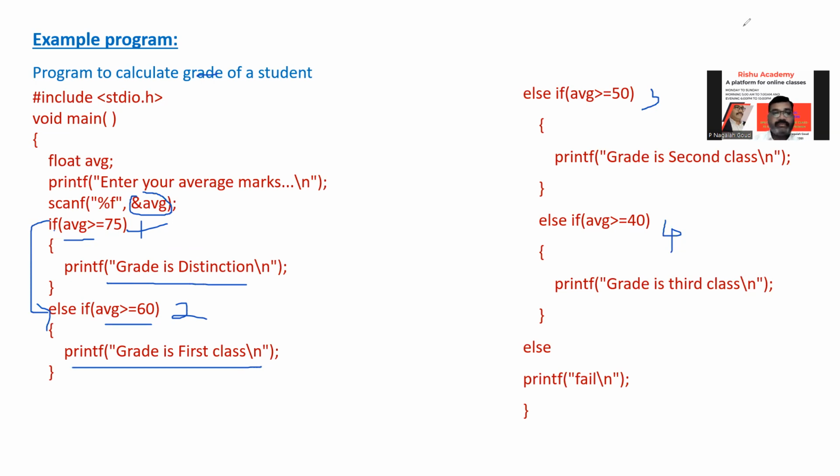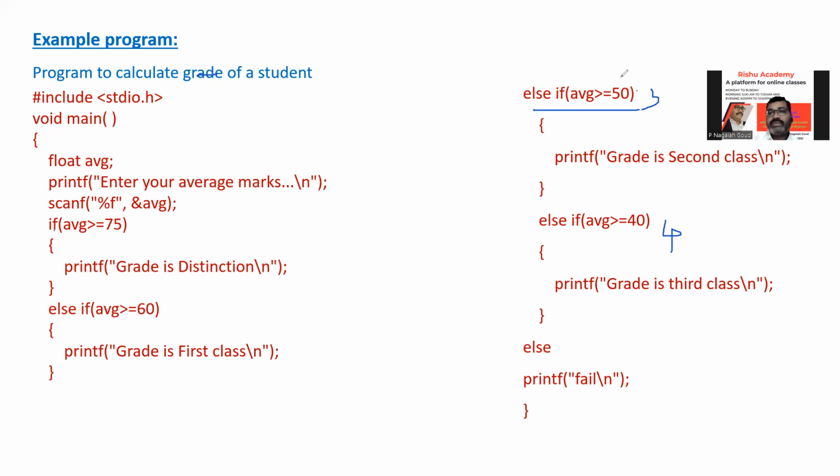Assume that condition 1 is false and condition 2 is also false, then go to where? Condition 3. Assume that this condition is true. What you have to do? Immediately you need to print the grade is second class. Right? Assume that all the conditions are false, condition 1, condition 2, condition 3, condition 4. If there is no match, then the else block. What is the else block? I'm writing fail.